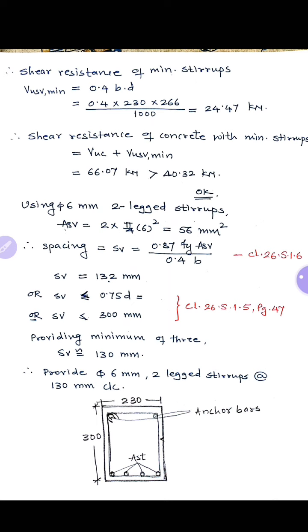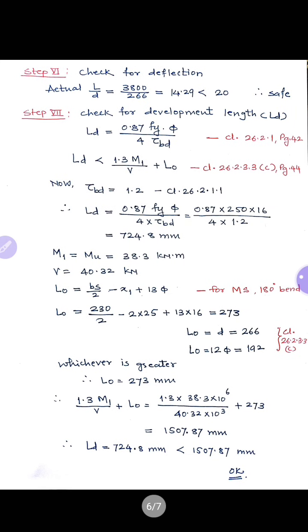But the code is giving further criteria. This SV should be less than 0.75 D or it should be less than 300 mm. And amongst all these three values we have to consider the minimum value. So amongst these three values minimum is 130 mm. It is actually 132 mm but rounded down as 130 mm. So we are going to provide 6 mm diameter bars, 130 mm center to center. So this is what we finished with our design for shear.